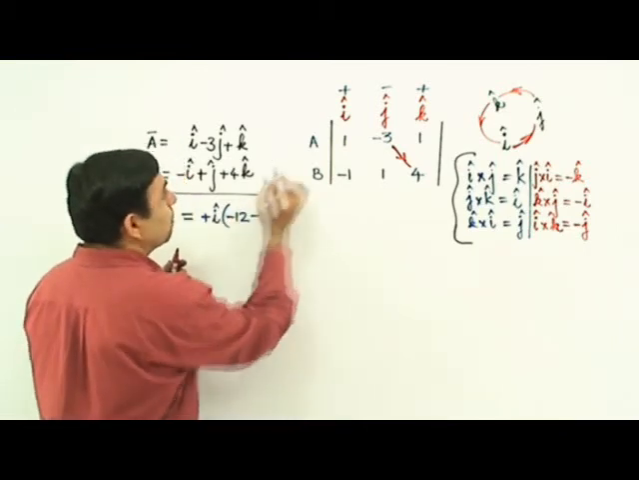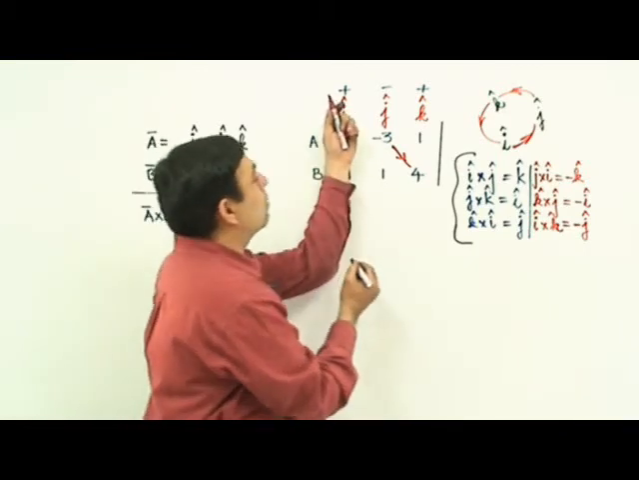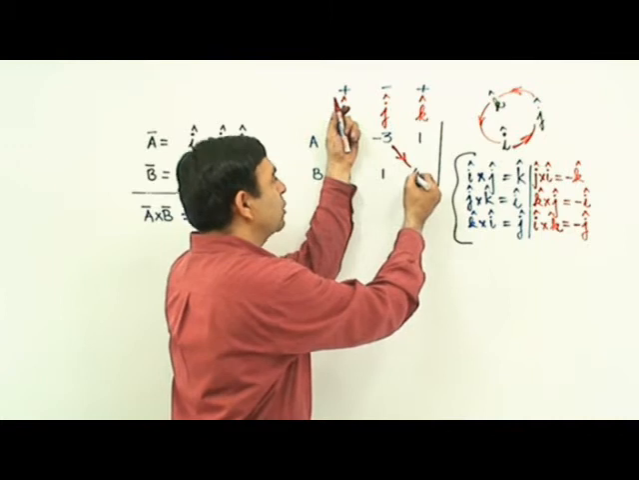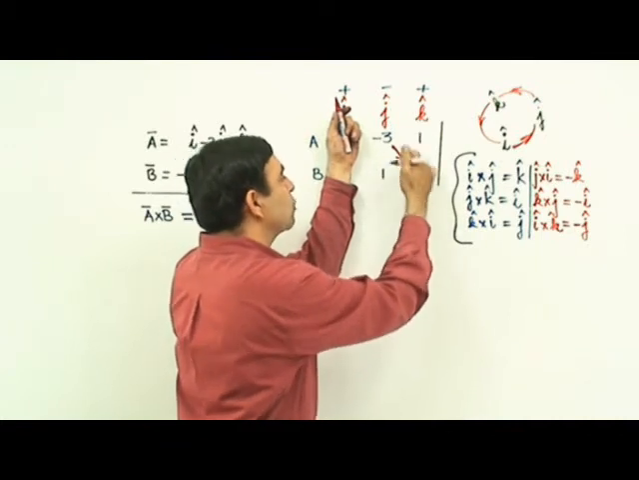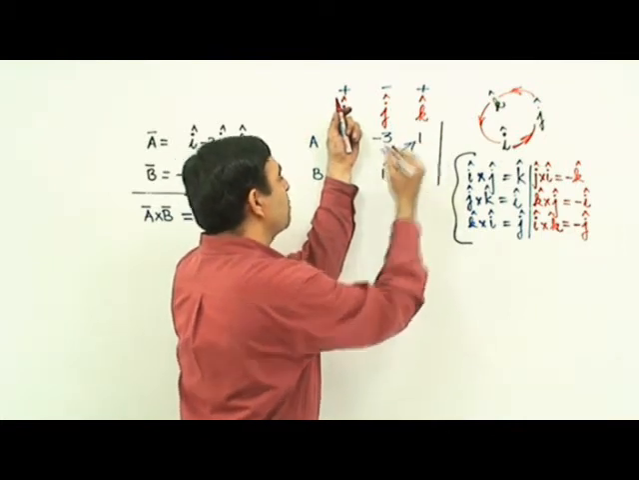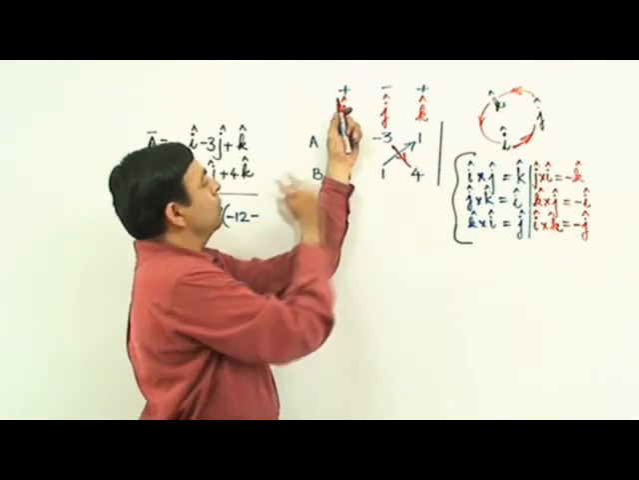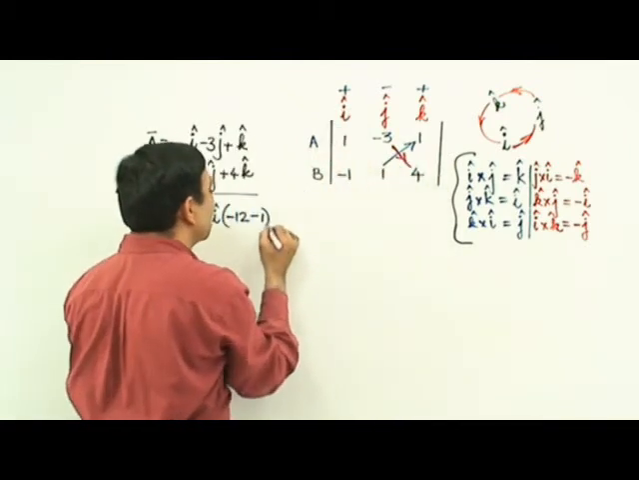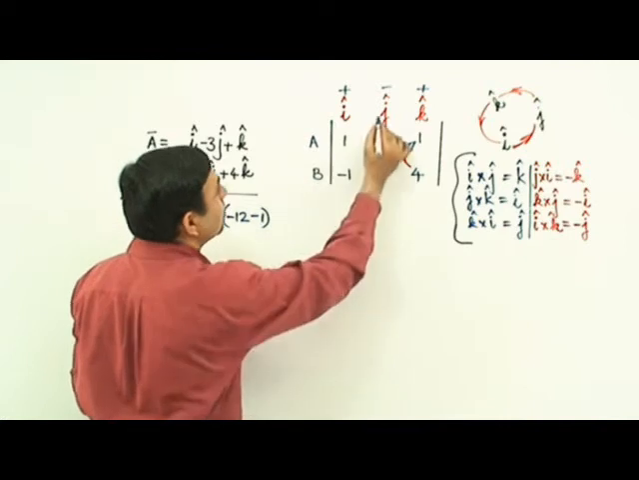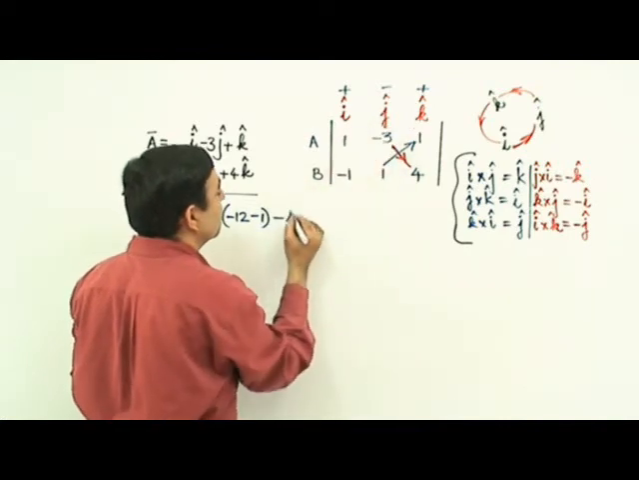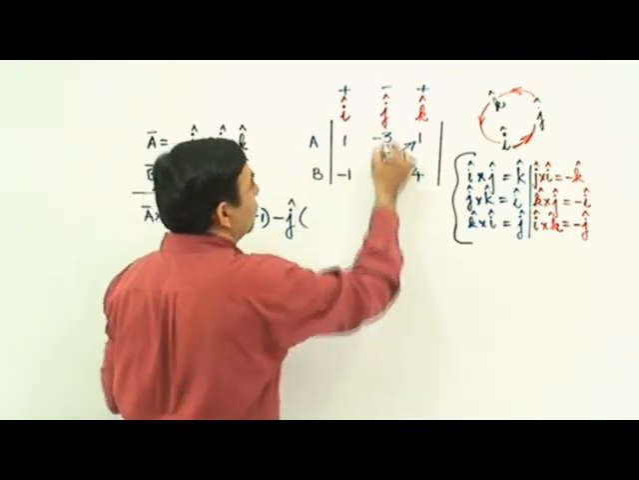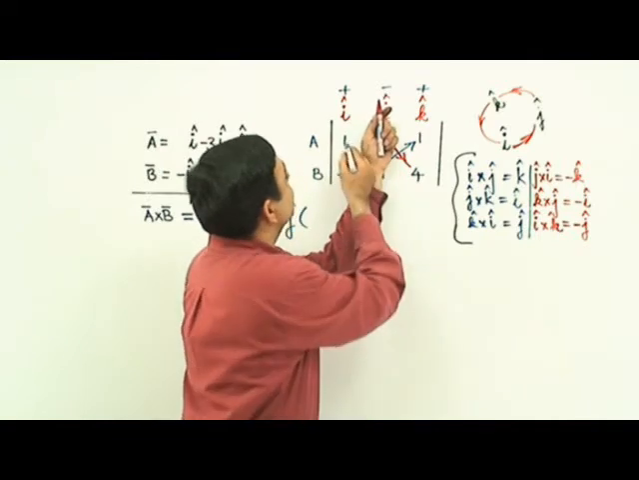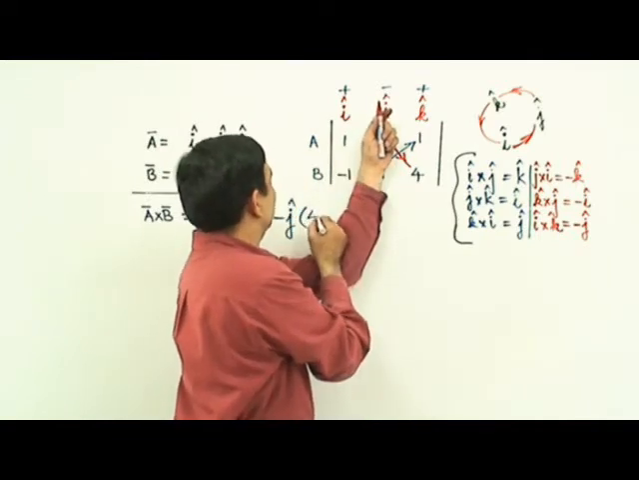See, plus I we are writing, then forget about the numbers below I. This into this is minus 12, this into this minus this into this, we need to take the determinant method, right? So minus this into this is 1. Let me write 1 here as it is. Then minus j I need to write here. Then forget about the numbers below j. This into this is 4 into 1 is 4 minus.